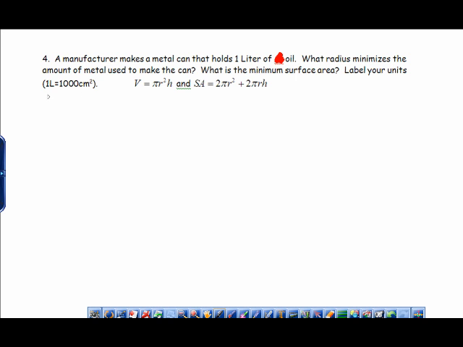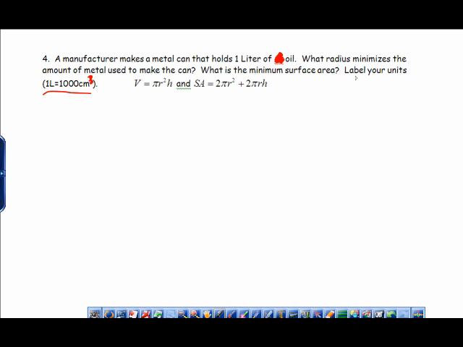A liter of oil, and notice that a liter is 1,000 cubic centimeters. Actually, that really should be cubic too. Maybe I'll fix all this before I print it off. Let's hope. What radius minimizes the amount of metal used to make the can?